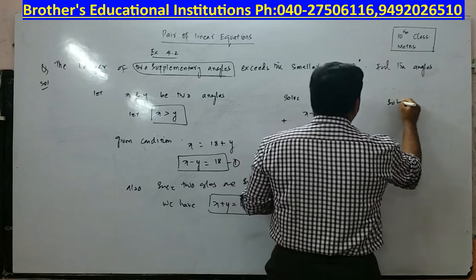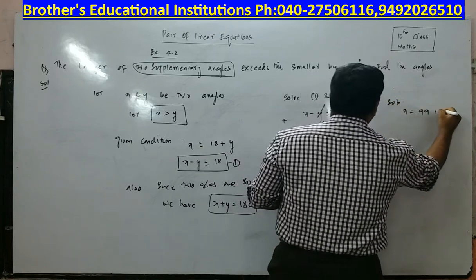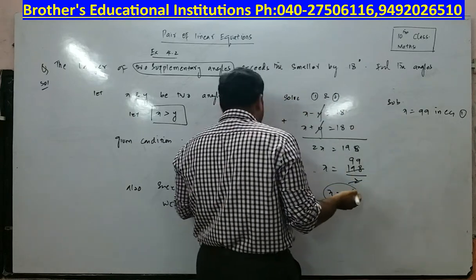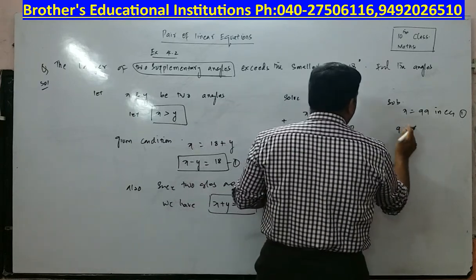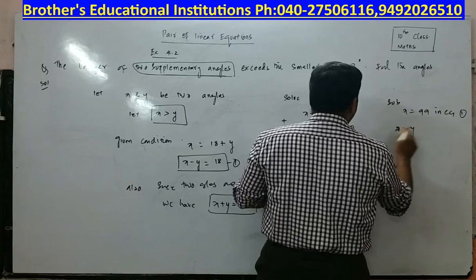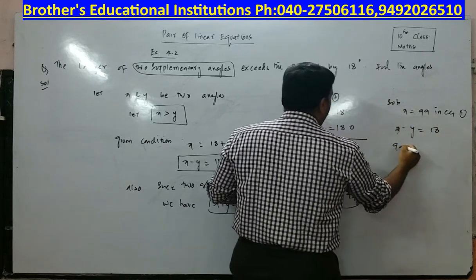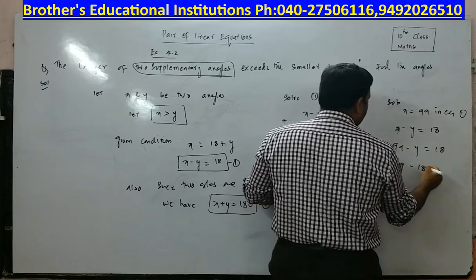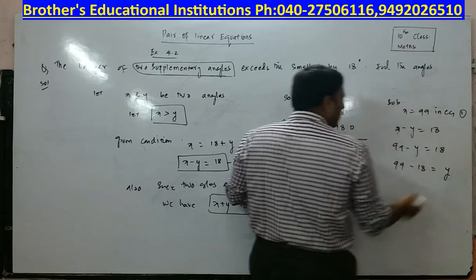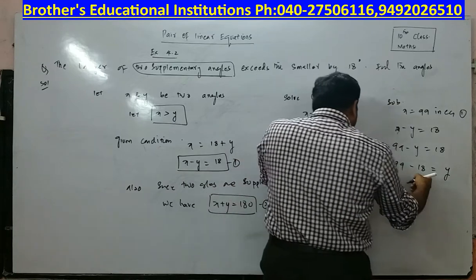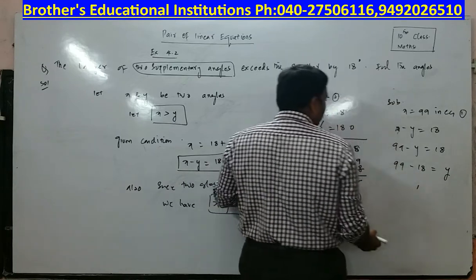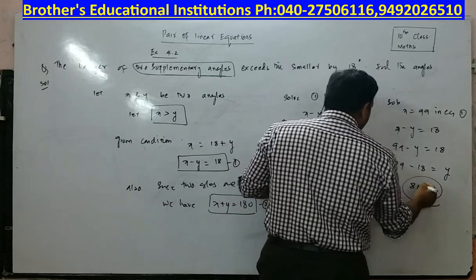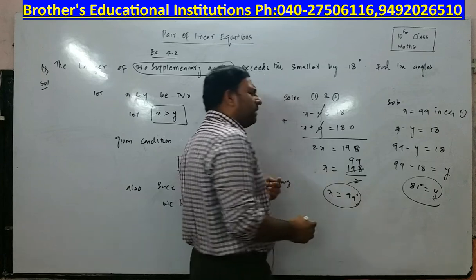Now I will substitute x is equal to 99 in equation 1. Any of the equations you can substitute; I wish to substitute in equation 1. So 99, what is equation 1? x minus y is equal to 18. So 99 minus y is equal to 18. 18 will come this side, minus y will go that side, so y is equal to 99 minus 18. What is 99 minus 18? 9 minus 8, 1. 9 minus 1, 8. So y is equal to 81 degrees, and x is equal to 99 degrees.